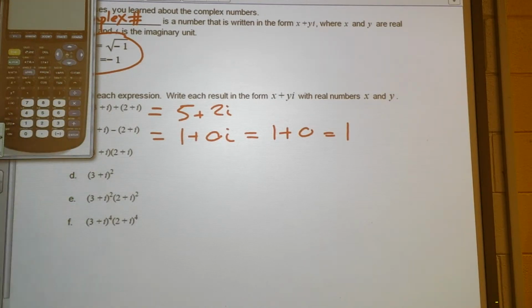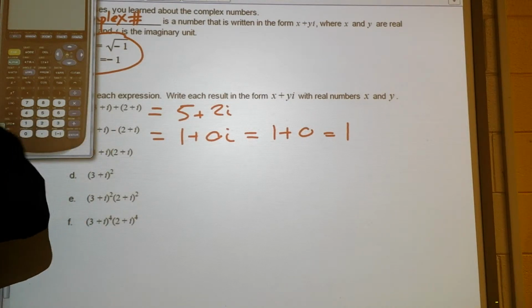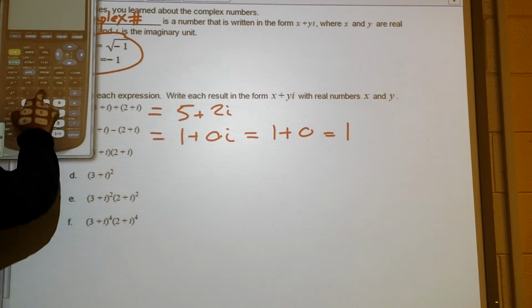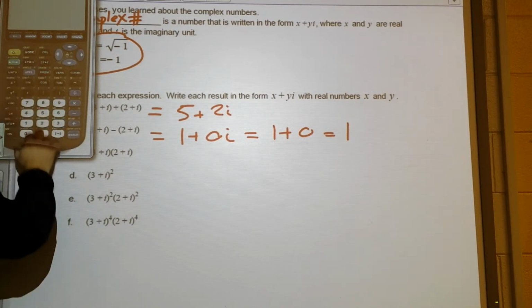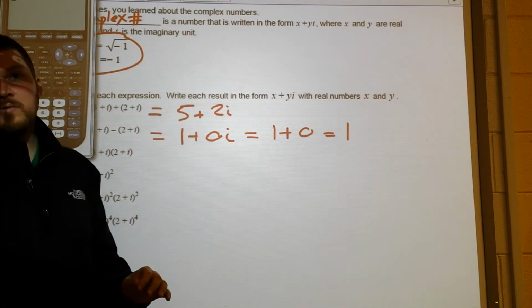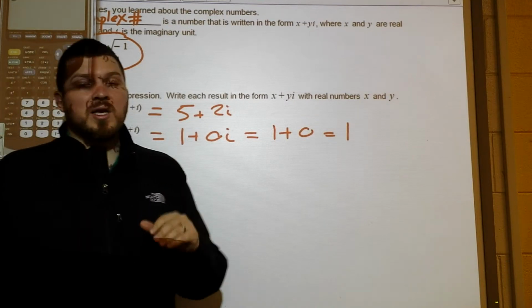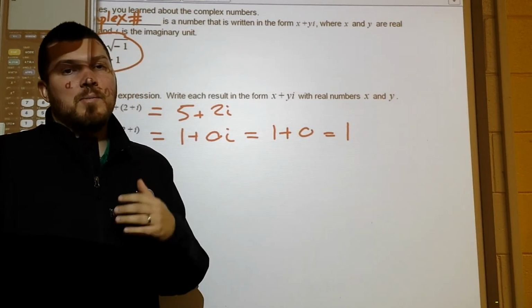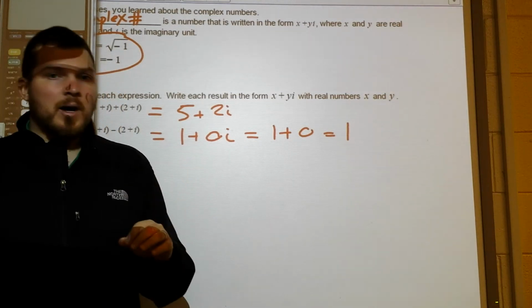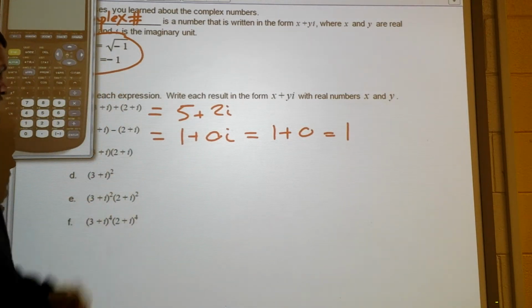Then go back to your main screen. The i button, it's right here underneath the decimal. To get to it, you have to hit the yellow button and then decimal. So, for instance, in my first problem, I had parentheses 3 plus i plus parentheses 2 plus i. And I get the exact same answer that I came up with. So, as long as you type it in exactly the way it looks, and as long as you're in what I call complex mode, that a plus bi, your calculator can do a lot of these complex number problems for you. So the rest of these I'm going to do using the calculator.